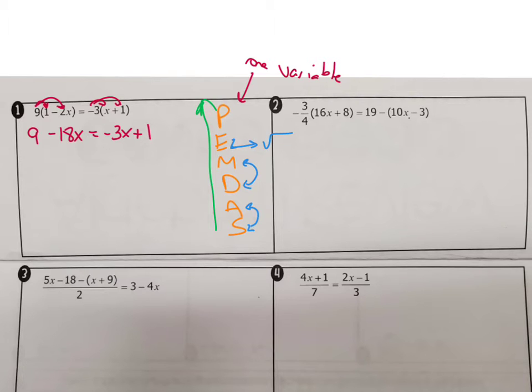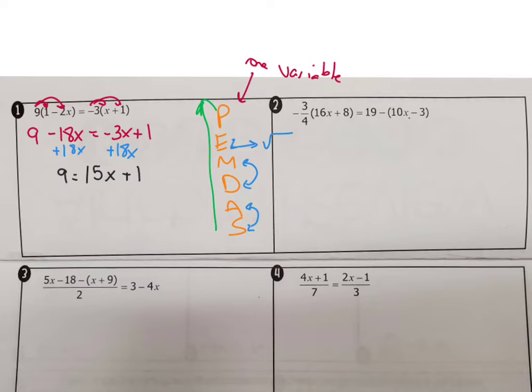Now, I still have 2 x's. I like to move the smaller of the 2 x's. So I'm actually going to add 18x to both sides. I end up with 9 equals 15x plus 1. Now I'm finally allowed to solve.